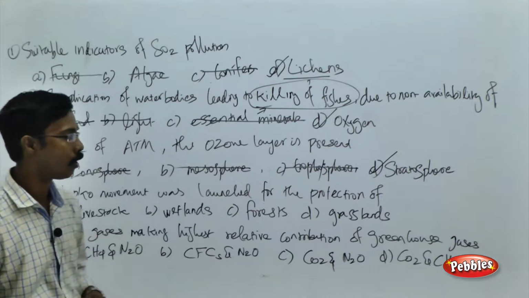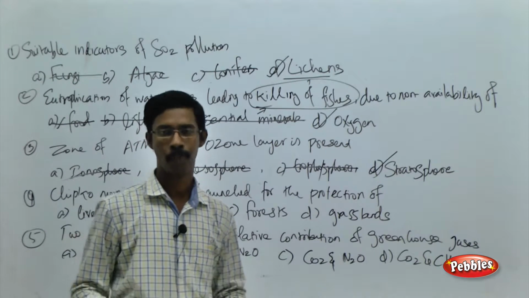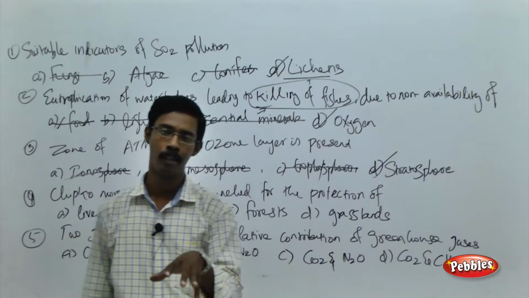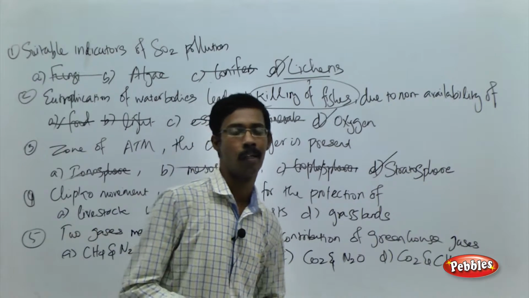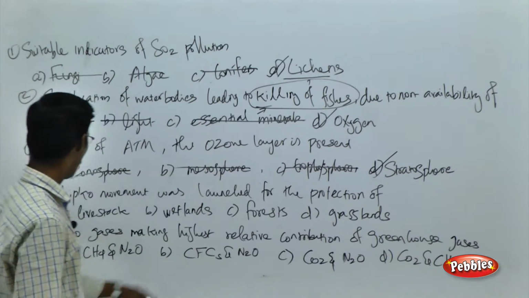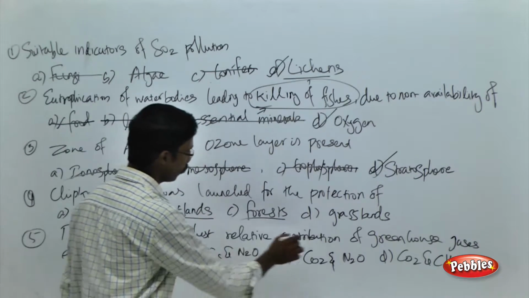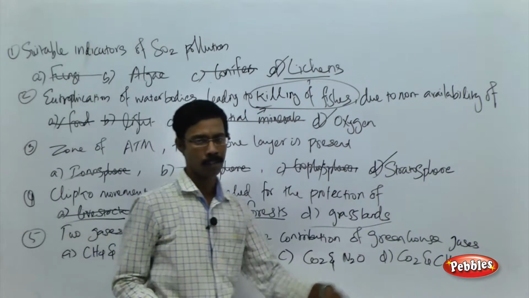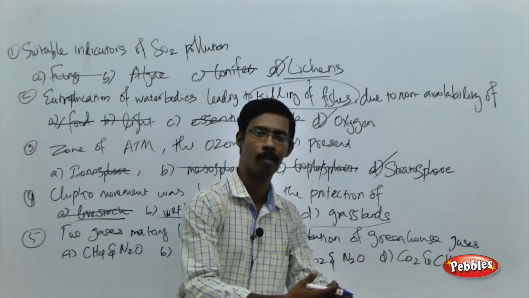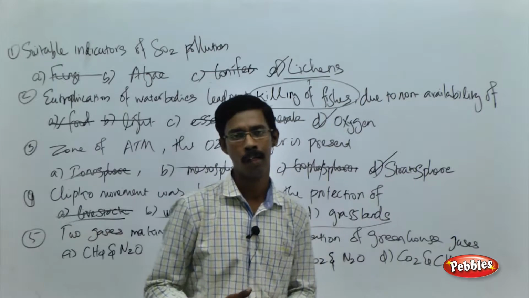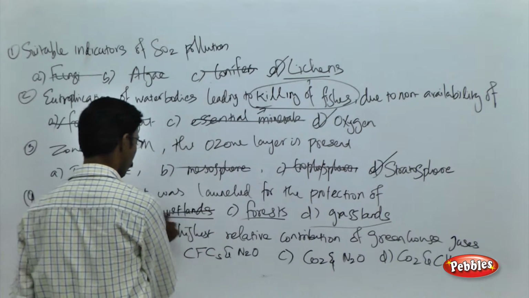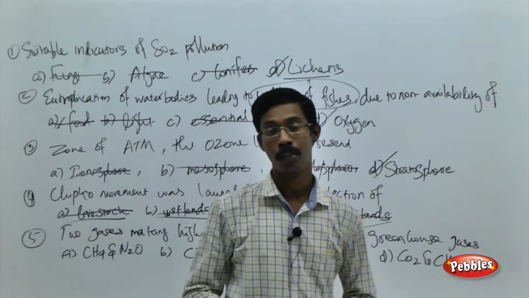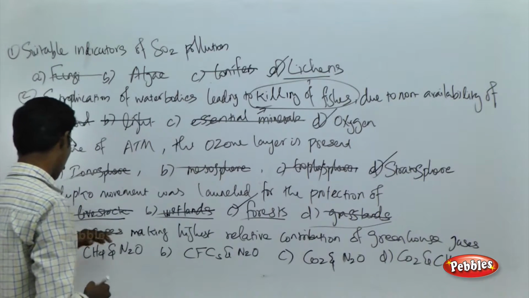The Chipko movement was launched for the protection of, as we have discussed in the previous section, in the introduction section, the Chipko movement to protect the plants in the particular area, done by the people of the Himalayas, the Garhwal people. And see the choices: livestock, wetlands, forest, grassland. We are talking about plants, so you can easily eliminate livestock. Wetland, forest, grassland. They hugged the trees and prevented the trees from being cut by other people. So we are talking about the trees of the forest. Chipko movement is about the protection of forests by the people of the Himalayas. Fine. See the next question.